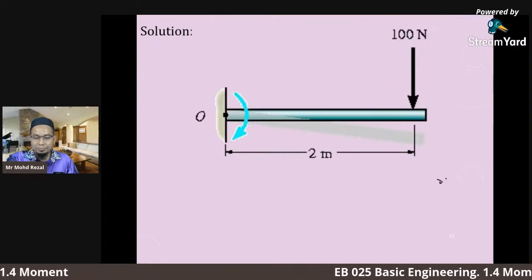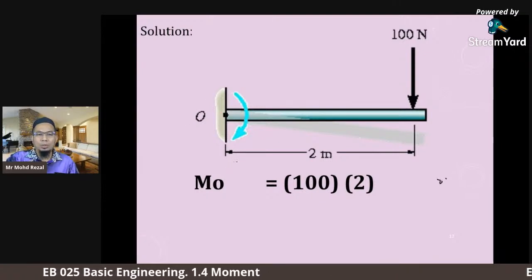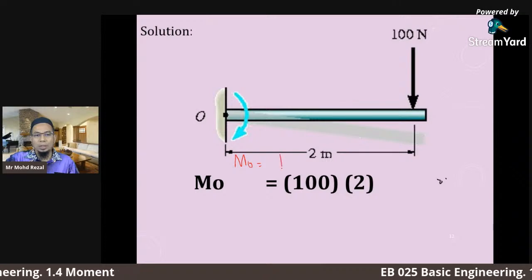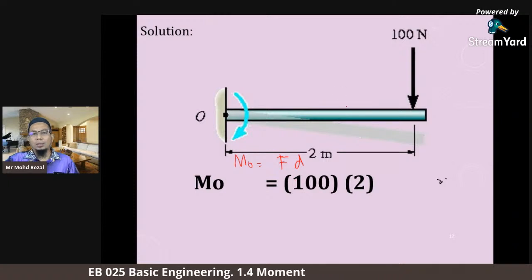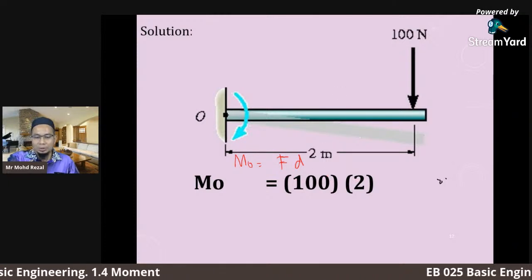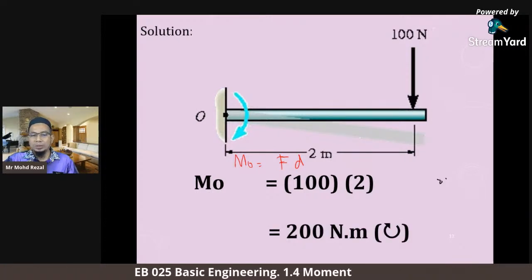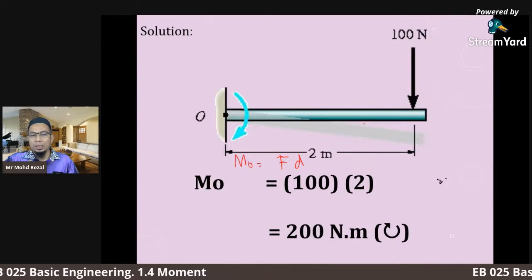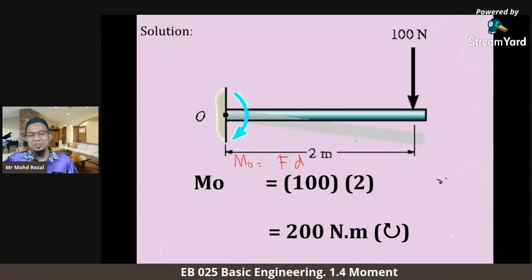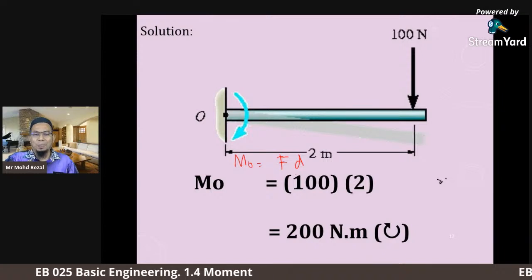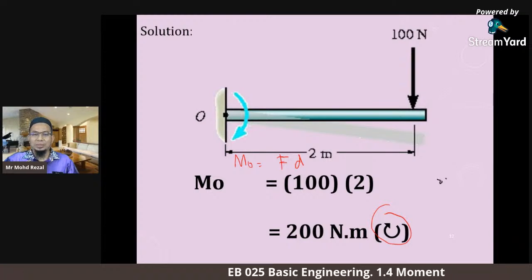So how to calculate? Okay, the formula: M_O is equal to force times distance. So 100 multiplied by 2 is equal to 200 newton meter. The unit is newton meter and the direction is clockwise. Okay, this is the symbol for direction. It turns clockwise.